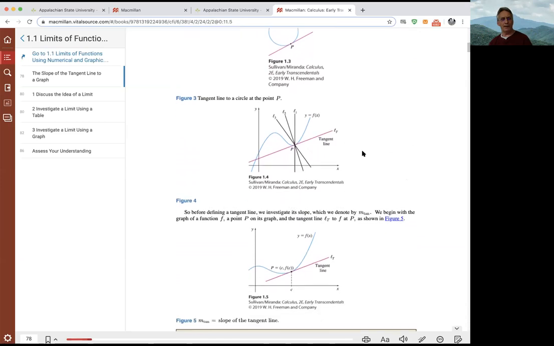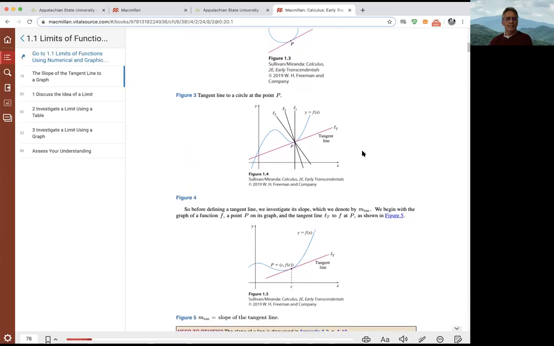One of the things they're pointing out here in the text is where we drew a line through a single point, P, and the tangent line touches at 1 point. These three also touch at 1 point, notice, but they wouldn't be called tangent because the tangent line has certain other characteristics besides touching at 1 point only. We'll show you that right now. So before defining a tangent line, we investigate its slope. That's what it's saying right here.